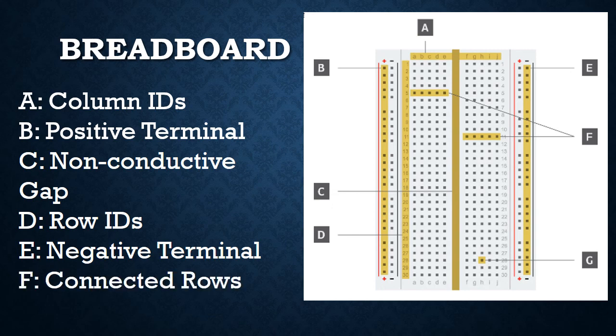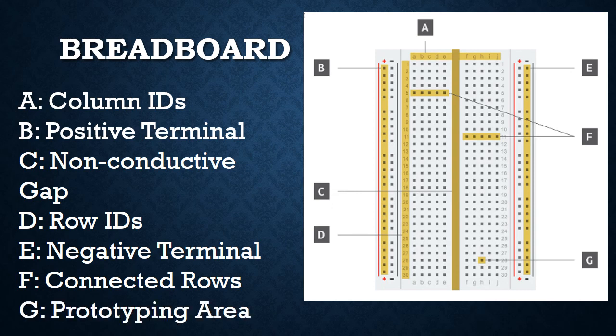Then there are the connected rows. These are very important. You see that they're on both sides of the non-conductive gap. So when you see those 5 holes that are all in a row together, those constitute, in each row, a node. So anything that we connect into one of those holes, the 4 other holes are considered to be connected there. So if we connect 2 things in 2 holes in the same row, they are connected.